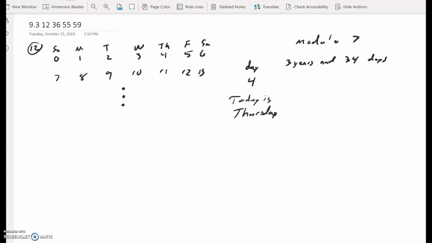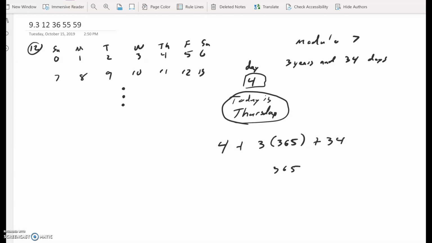In problem 12, we're told today is Thursday. That is the fourth day, and it wants to know what day of the week we will be on 3 years and 34 days from now. So we're going to take day 4, and we're going to add to it 3 years, which is 3 times 365. There's no leap years. And then 34 days, that's plus 34 days.